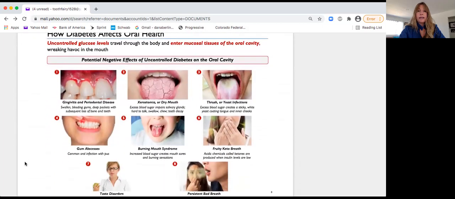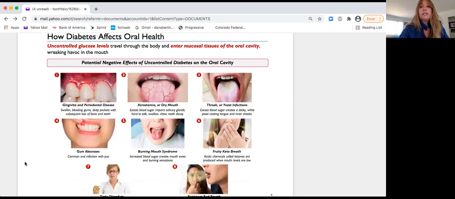How diabetes affects oral health. Uncontrolled glucose levels travel through the body and enter the mucosal tissues of the oral cavity, wreaking havoc in the mouth. Some of the potential negative effects of uncontrolled diabetes on your mouth are, number 1, again, gingivitis and periodontal disease. You see the swollen, bleeding gums and deep pockets, which occur under the gums, with subsequent loss of bone and teeth. Number 2, xerostomia, or dry mouth.